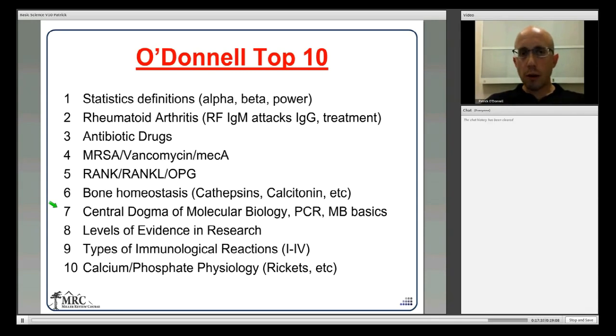An easy one to remember is your central dogma of molecular biology, your PCR and your molecular biology basics, knowing that you go from DNA, transcription to RNA, translation to protein. So remember, the C in transcription occurs in the alphabet before the L in translation. That's why transcription occurs before translation. And the reverse transcriptase takes the RNA back to DNA.